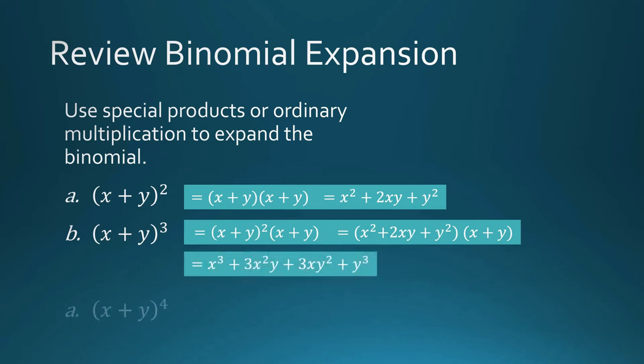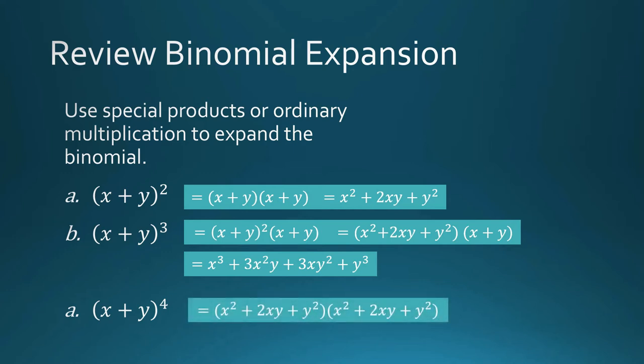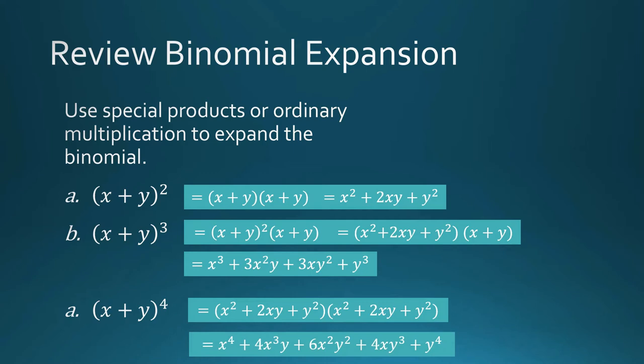and this is what you will get. How about when it's the quantity x plus y raised to 4? You know what? Even I cannot recall the special product for this. What I would do is decompose this into two factors, the square of x plus y times the square of x plus y, and then multiply these trinomials term by term, combine similar terms, and apply the laws of exponents, and this is what I've got.